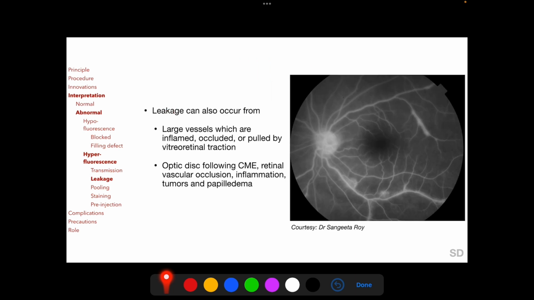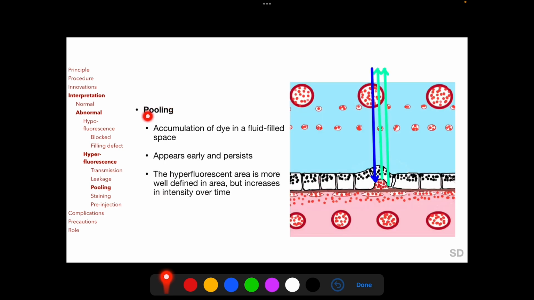Leakage can also occur from large vessels when they are inflamed, as shown here in this angiogram, occluded or pulled by vitreoretinal traction. Optic disc leakage can occur in cystoid macular edema, retinal vascular occlusion, inflammations, tumors, and papilledema. Pooling is another type of hyperfluorescence in which there is accumulation of fluorescein in a fluid-filled space.